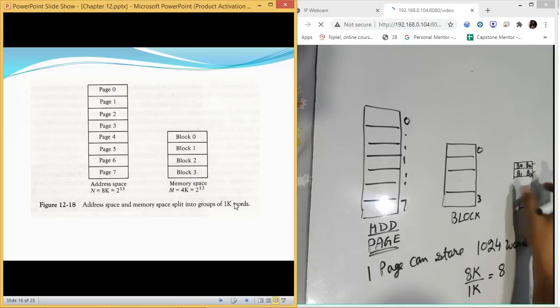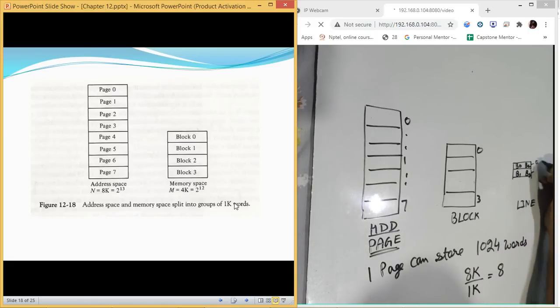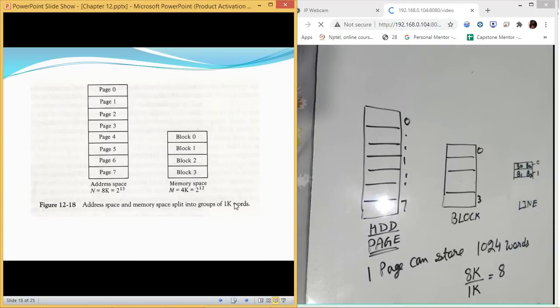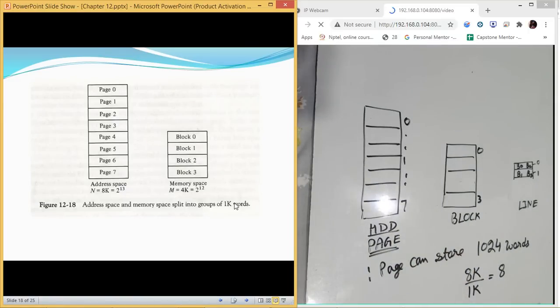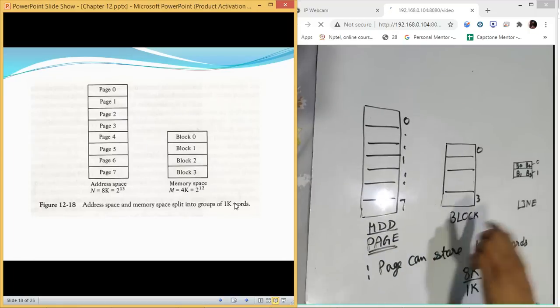So this is also a small line. How many values are there? Only two lines are there. So the line number will be only a single bit representing a line. If we want to represent a block, we will have two bits. If we are representing the hard disk drive, we will have three bits. That is how we are going to design the address space for hard disk drive, block, and line.